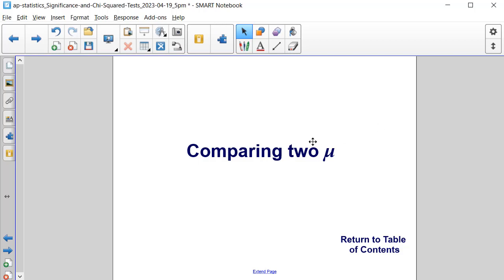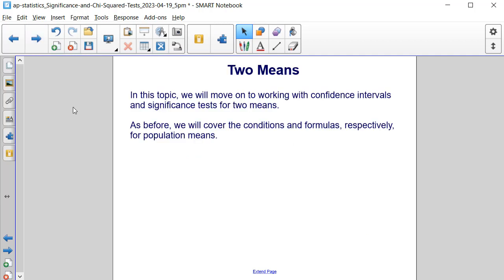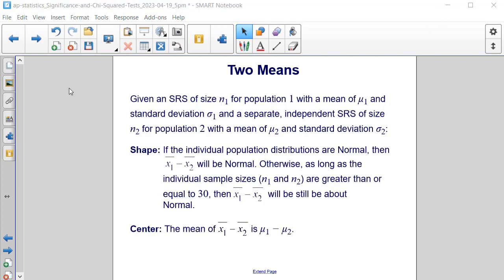Comparing two means, or two mu values. In this topic, we will move on to working with confidence intervals and significance tests for two means. As before, we will cover the conditions and formulas respectively for population means.